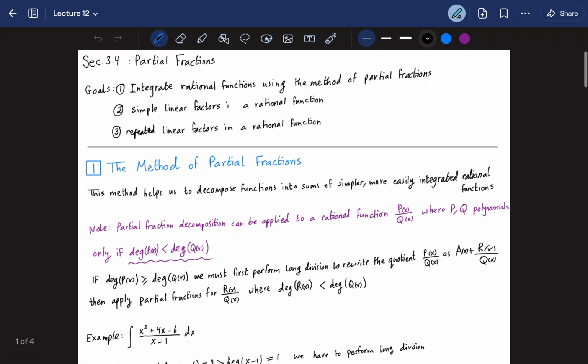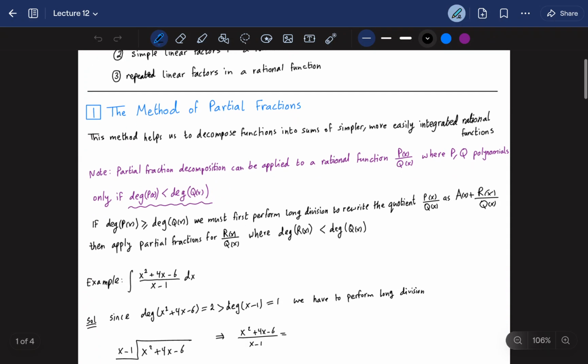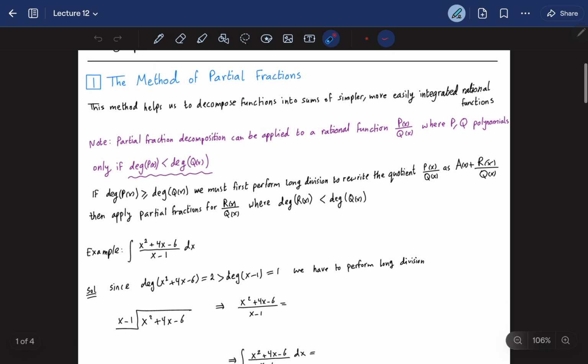So let's see. We have some conditions. If we want to apply the partial fraction method, we need to have, like I said, a polynomial over a polynomial. But the condition here is that the degree of the numerator must be less than the degree of the denominator. So what happens if the degree of the numerator is bigger than the denominator? Here we need to perform a long division.